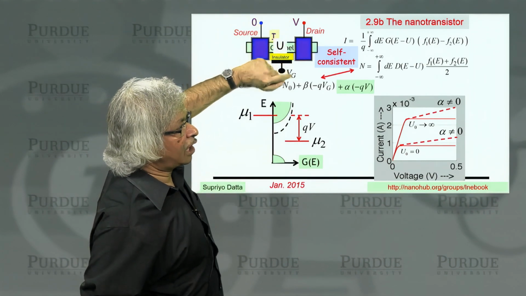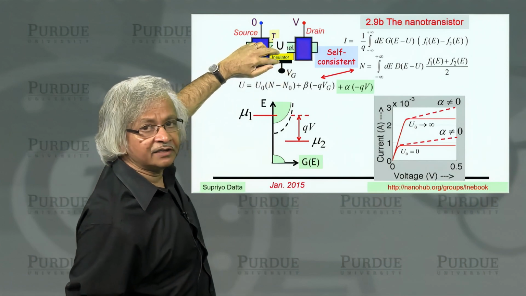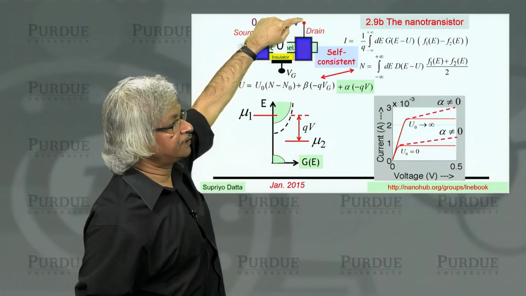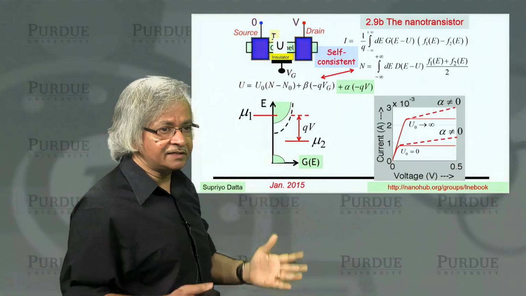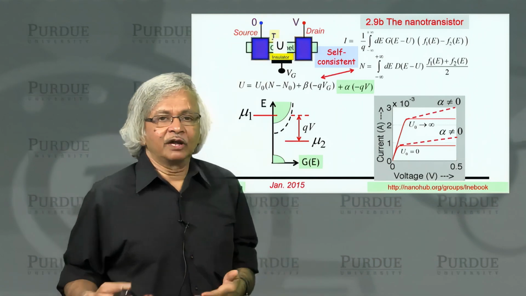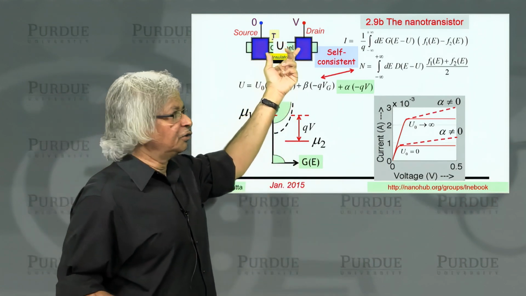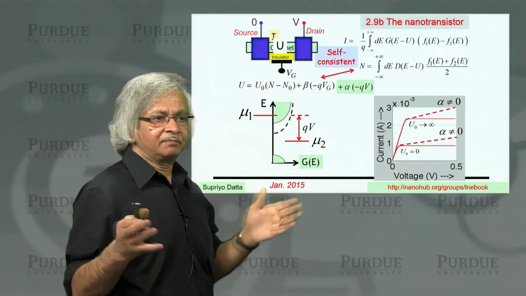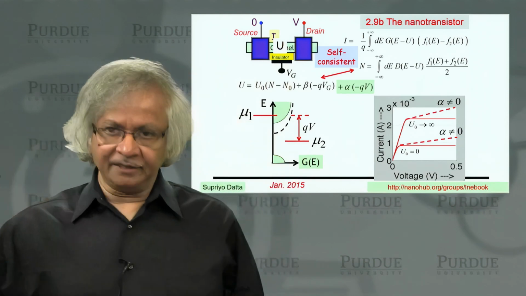So how effective the gate potential is depends on the thickness of the insulator. How effective the drain is depends kind of on the length. And as the devices got smaller, the drain got more and more effective in terms of controlling the channel potential. Sometimes people call this DIBL, that is drain-induced barrier lowering.